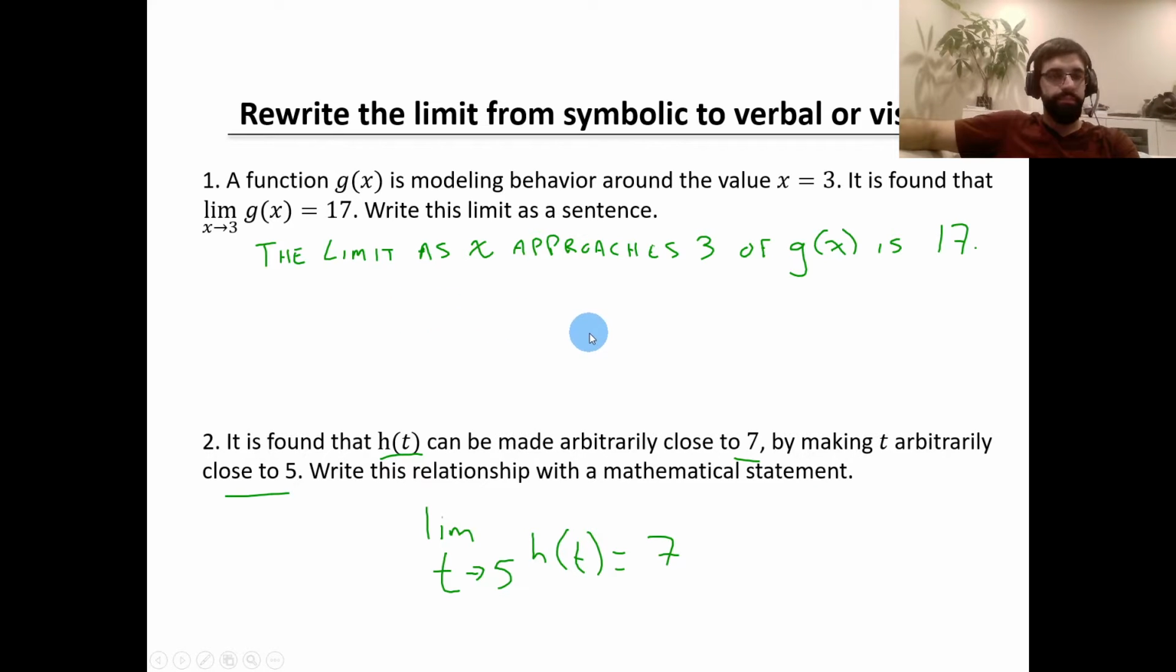Number 2, it is found that h of t can be made arbitrarily close to 7 by making t arbitrarily close to 5. Write this relationship as a mathematical statement. What we're doing is taking t arbitrarily close to 5, which means we're finding the limit as t approaches 5. And it is found that h of t can be made arbitrarily close to 7. So we're going to say the limit as t approaches 5 of h of t equals 7. And that's that.